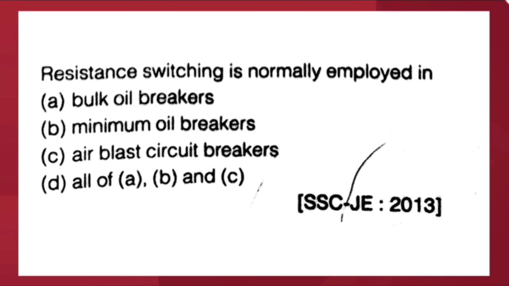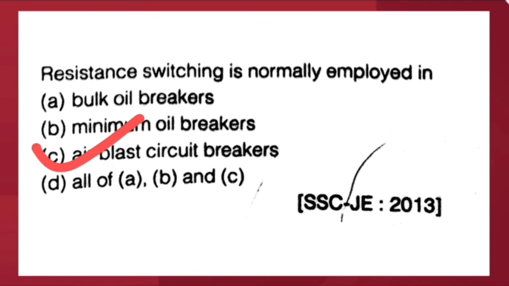Resistance switching is employed in breakers having high post-zero resistance of contact space. High voltage may appear across the circuit breaker contacts, which may cause serious damage. To prevent this damage, resistance switching is used by connecting a resistance across the breaker contacts.